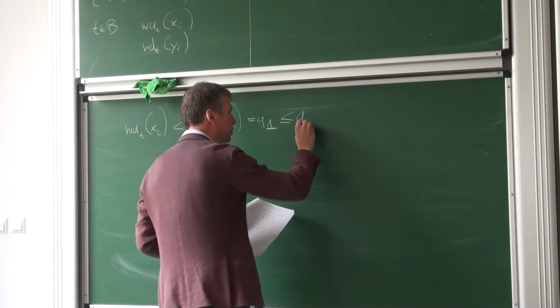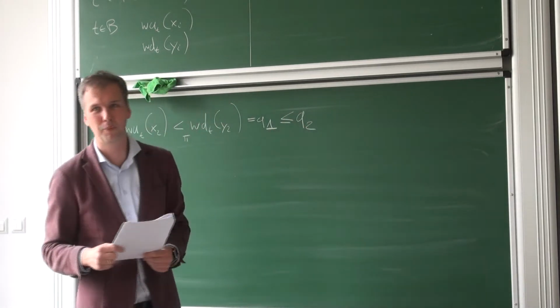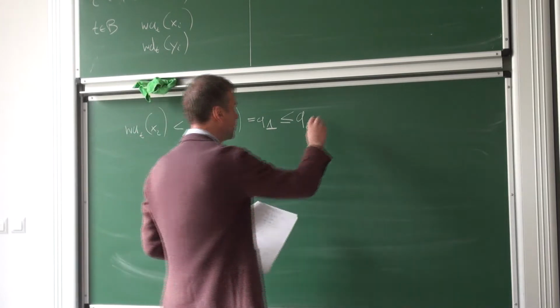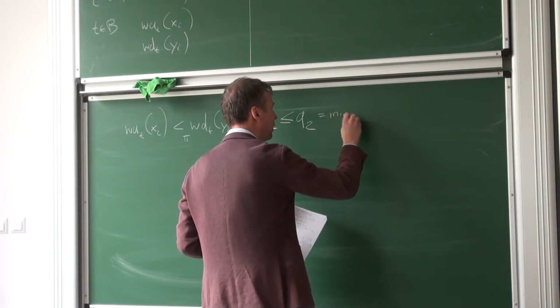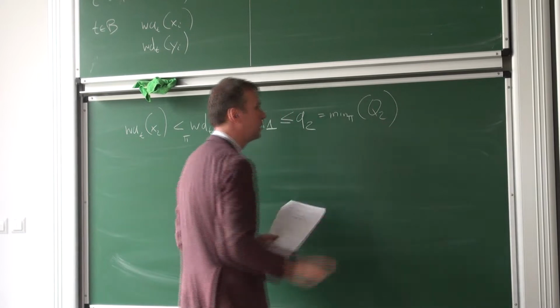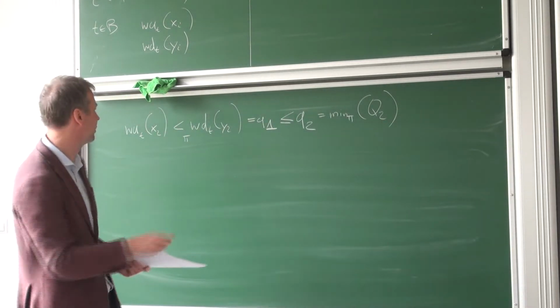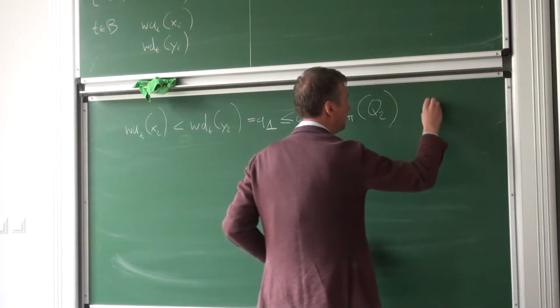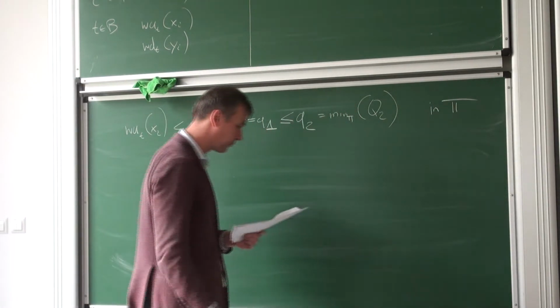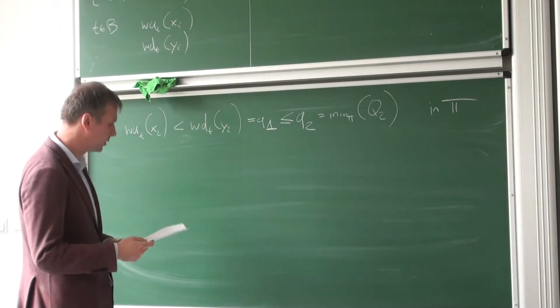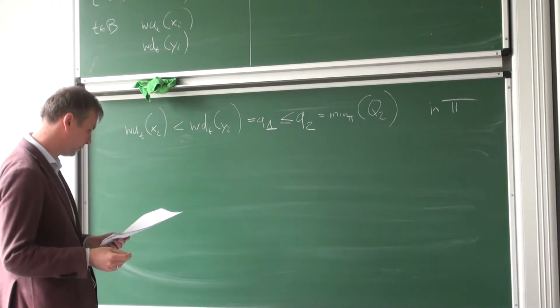And by the choice of Q1, this is less or equal than Q2, which is by definition the minimum in pi on the path Q2. Everything is in pi here, right? Okay, so now we are getting there.